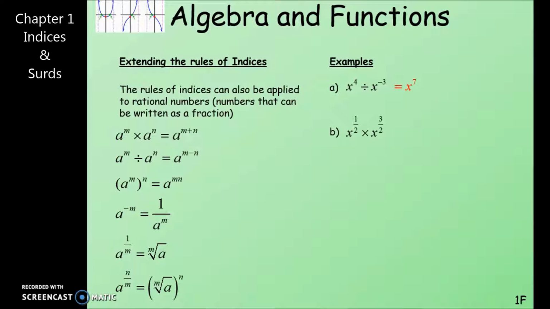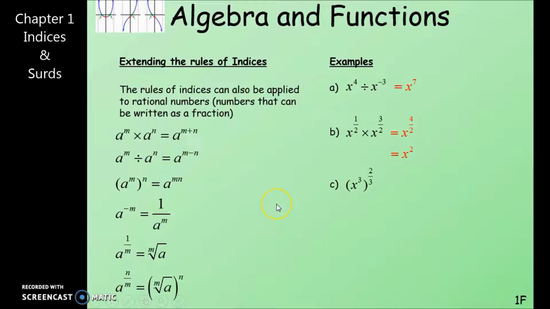Looking at fractions then, if you've got some fractional indices, which are quite common at A level, you've got to start getting used to dealing with these. You just follow the same rules really. So we're going to add together the powers. We've got a half and 3/2 as our indices. We're going to add those together. So what's 1/2 added to 3/2? Well, it's going to be 4/2. If we've got the same denominator, we just add the tops, we get 4/2, which can then be simplified. Obviously 4 divided by 2 is just 2.